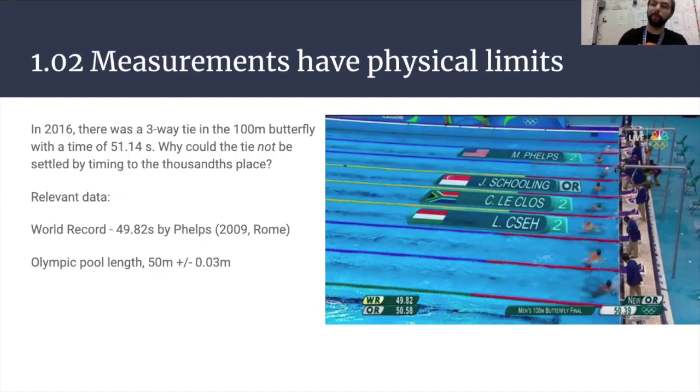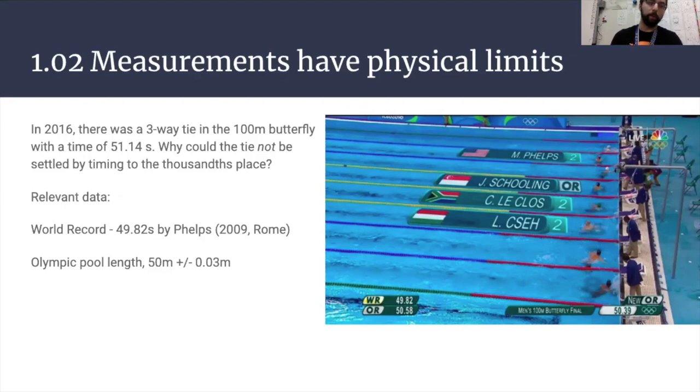Now, the Olympic pool length is 50 meters. The Olympic pool has to be 50 meters long. However, there's some error there. You can have an error of 0.03 meters, meaning you can be longer or shorter than that 50-meter mark by 3 centimeters, or 0.03 meters. So that means that one of those lanes could be 49.97 meters, or one of those lanes could be 50.03 meters. So there could be some leeway there on that measurement. And that's just the error that they use to call it an Olympic regulation pool.